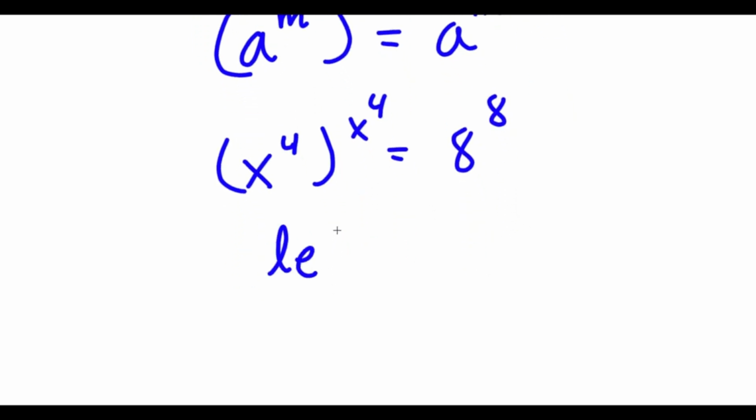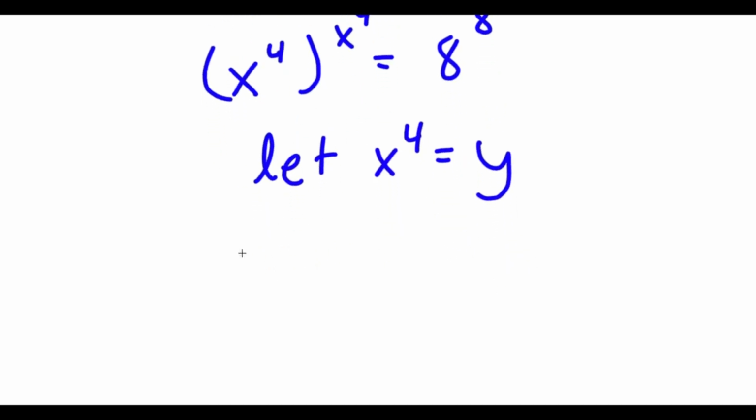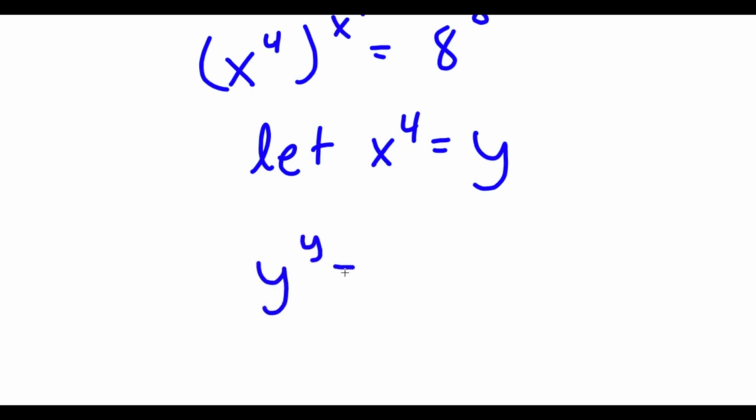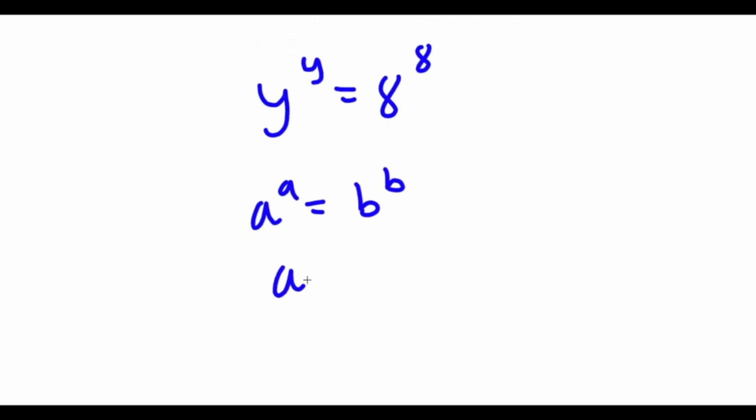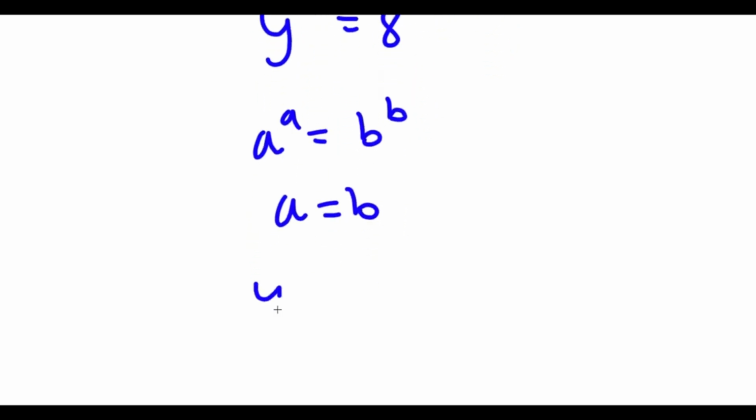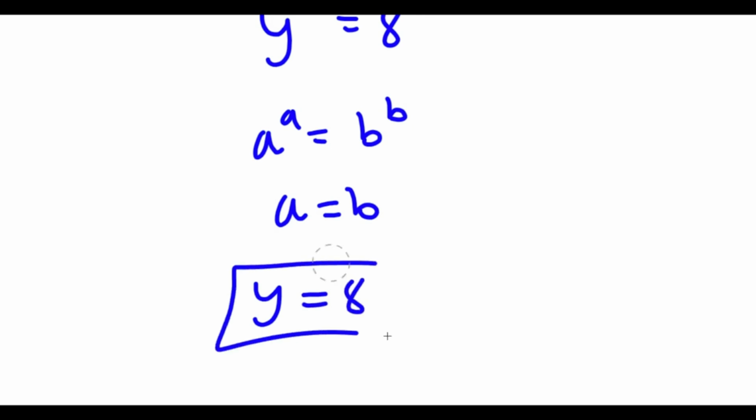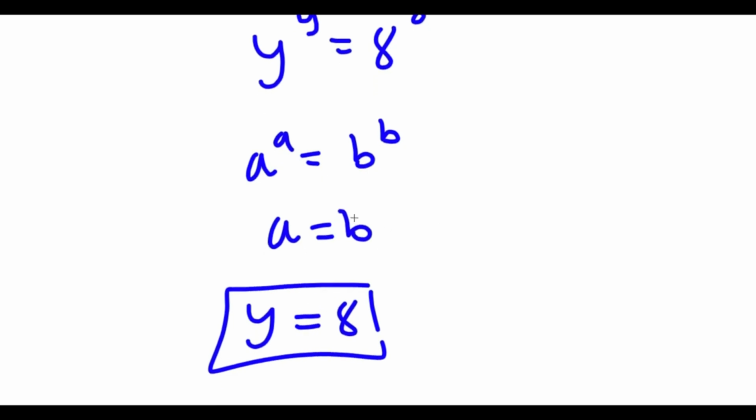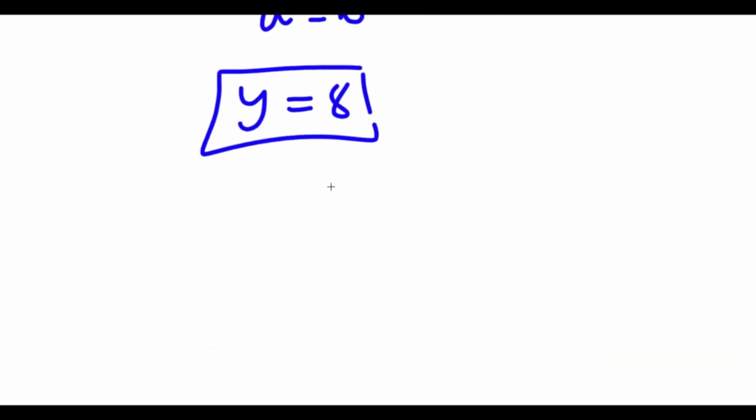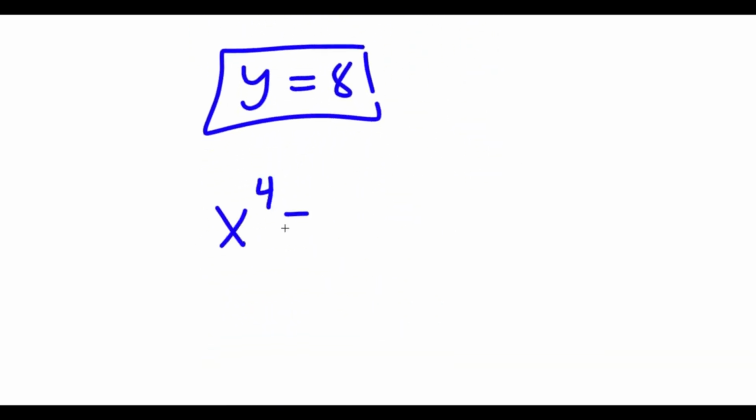Now I'm going to let x to the power of 4 equal to the variable y. So now I have y to the power of y is equal to 8 to the power of 8. And if I have something in the form a to the power of a is equal to b to the power of b, this means that a is equal to b, meaning y is equal to 8. Now remember how we let x to the power of 4 equal y. So if x to the power of 4 equals y and y equals 8, then this means that x to the power of 4 is equal to 8.